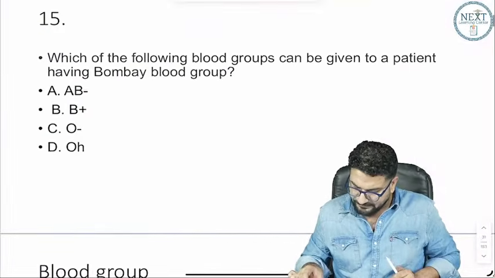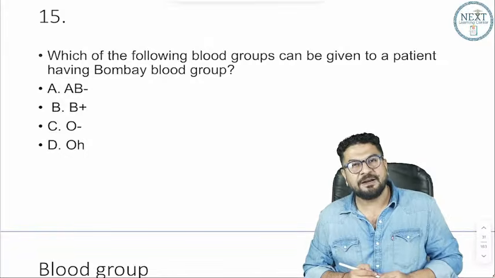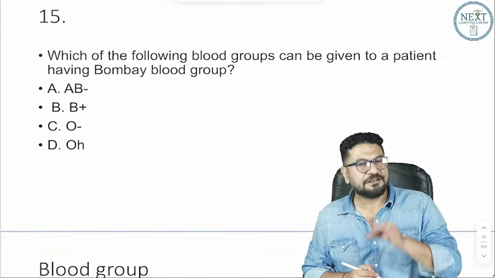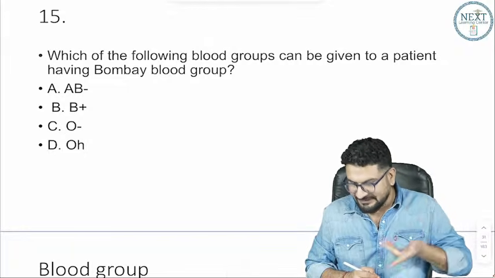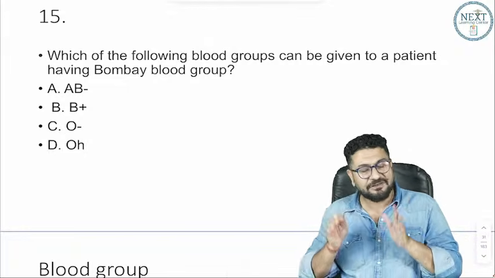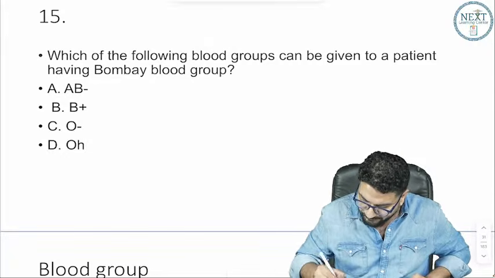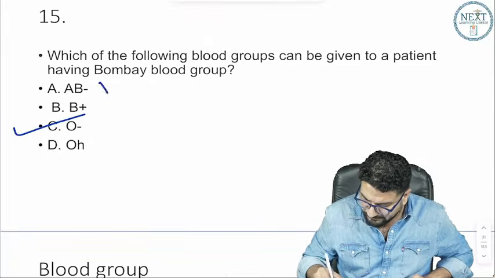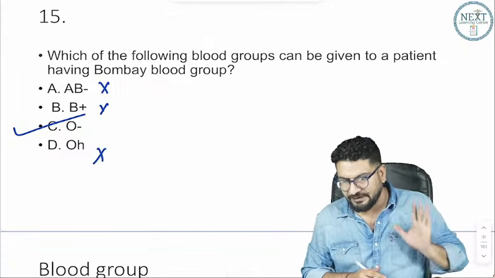Okay, now moving to next. The following blood group can be given to a patient with Bombay blood. So what can we give to a Bombay patient? A Bombay blood group patient should always receive blood from a Bombay phenotype. The answer should be Bombay phenotype, but that is not given in the options. So we will give a blood that is free from any type of antigen. So we prefer to give O negative. Simple. We will not give AB negative or B negative. We will prefer the universal donor, that's your O negative.